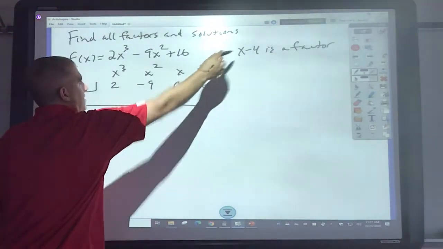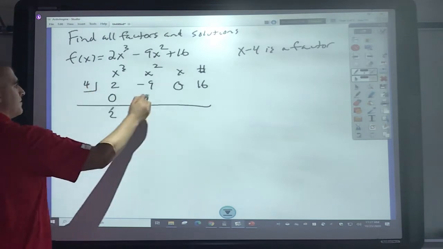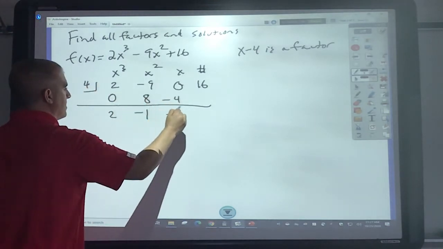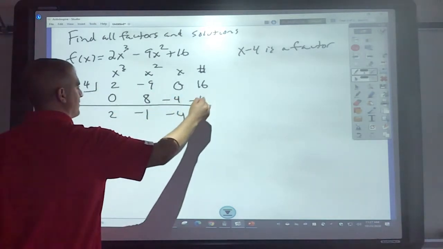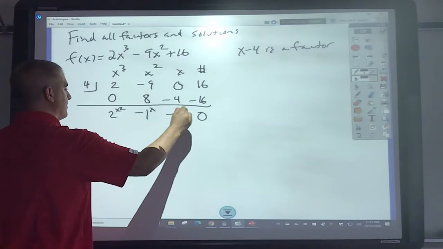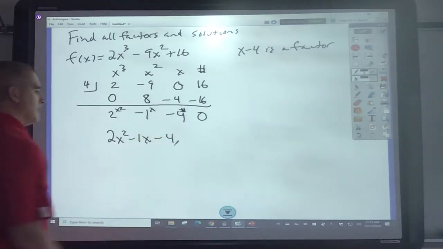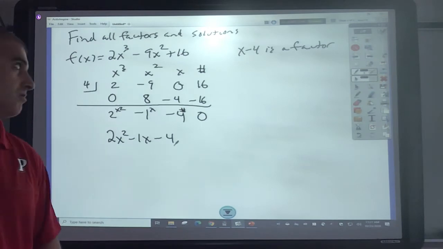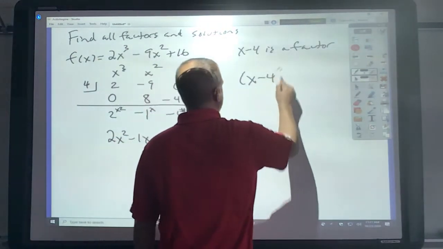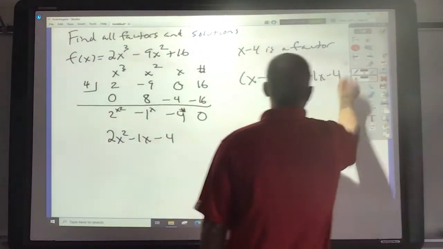Okay, since x minus 4 is a factor, there'd be a 4 there. That'd be 2, 2 times that would be 8, that'd be minus 1. That would be negative 4, negative 4 times this would be negative 16, and I get 0. So now this is going to be x squared, x, and the number. Okay. So I got 2x squared minus 1x minus 4. Now once again, this is not factorable, okay? So my two factors so far are x minus 4 and 2x squared minus 1x minus 4, okay?